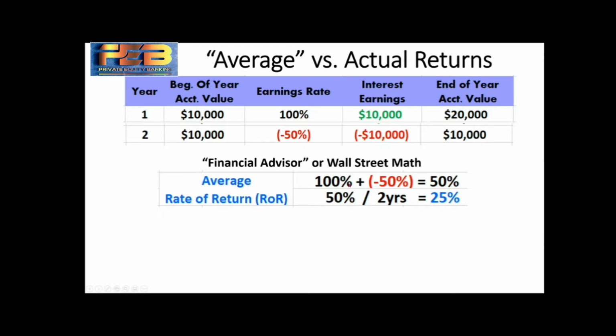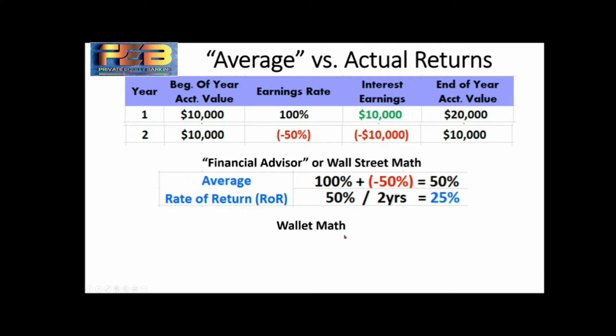So what they do is they take the 100% earnings rate here, they add the 50% negative rate here, and come out with a total positive of 50%. Then we divide the 50% by the number of years, 2, and we get an arithmetic sum of 25%. So when you hear your financial advisor tell you that they can get you a 25% average rate of return, or a 10%, or 11, or 8, or whatever the number is, as long as they're talking about averages, understand it means nothing compared to what you actually put in your pocket.